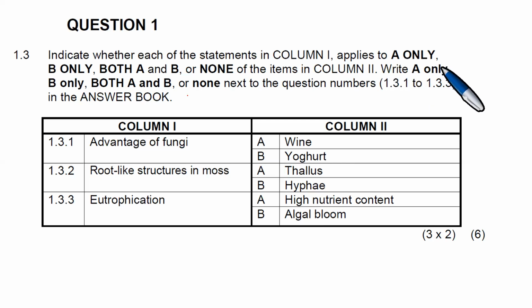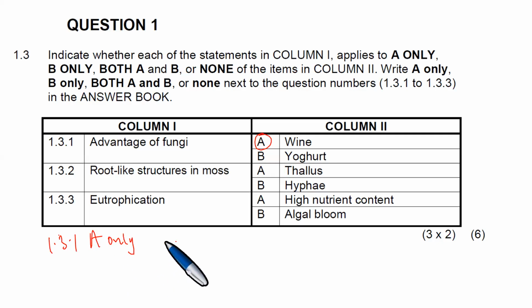So the way you're going to answer this one, right? So how do you answer? So you write 1.3.1, and then you look at the advantage of fungi. What is it? Is it wine or is it yogurt? Okay, this one is an obvious one because we need to know the advantage of fungi, right? And the advantage of fungi is actually in the production of wine. So obviously at this point, it is in the production of wine. So it is A only.